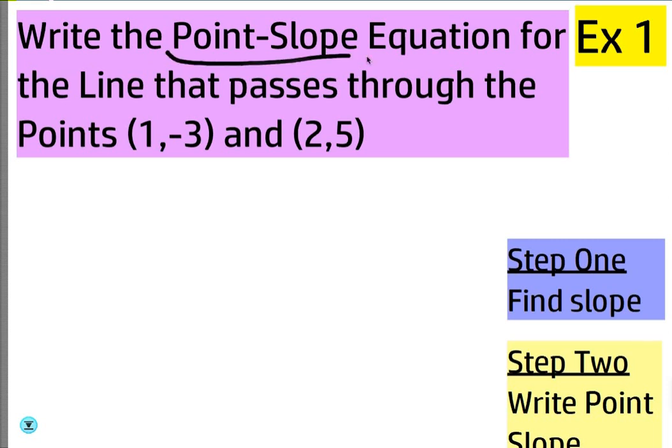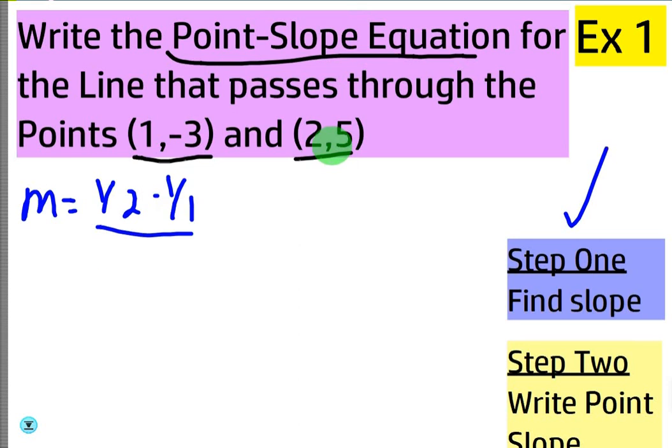So find the point slope equation given these 2 points. So notice it says point slope equation. That means you have to have the slope. Okay? You have a point, that's cool, but you need the slope before you can write the equation out. So step 1 is going to be to find the slope. All right, so there's your x1, there's your y1, x2, y2.